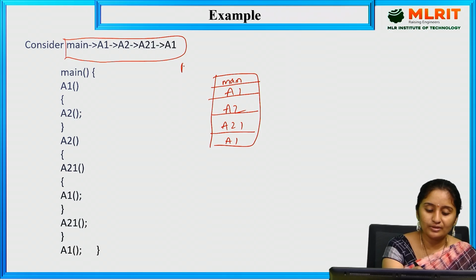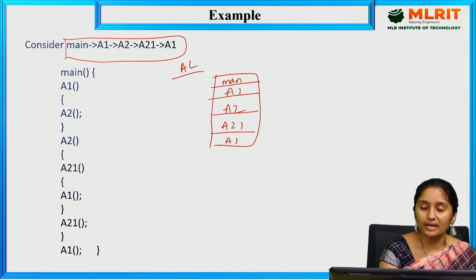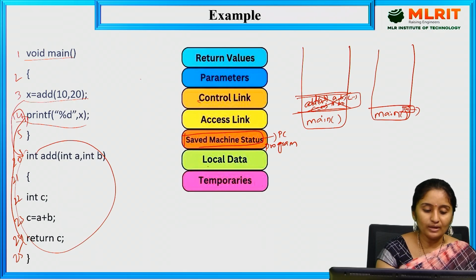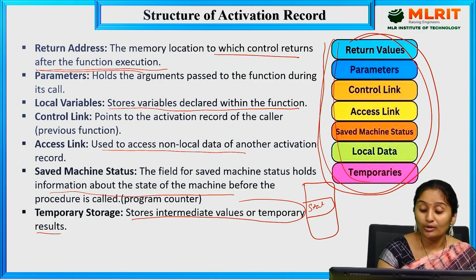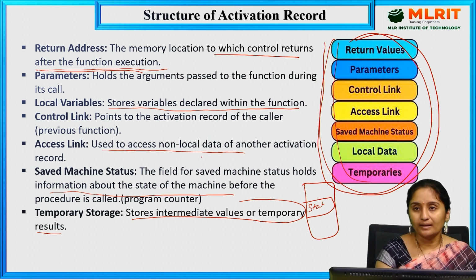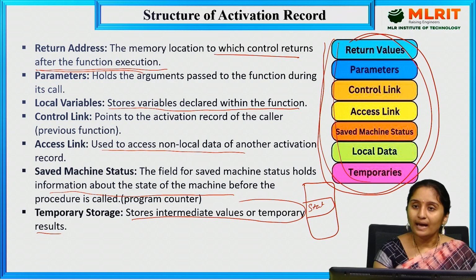First I am writing the access link, and we will see how the access link and the control link work. What is the access link? It is used to access non-local data of another activation record. So the access link accesses the non-local data of another activation record; we access another activation record's data here.